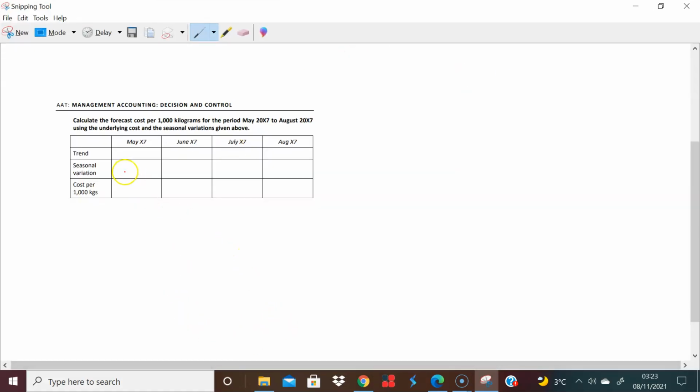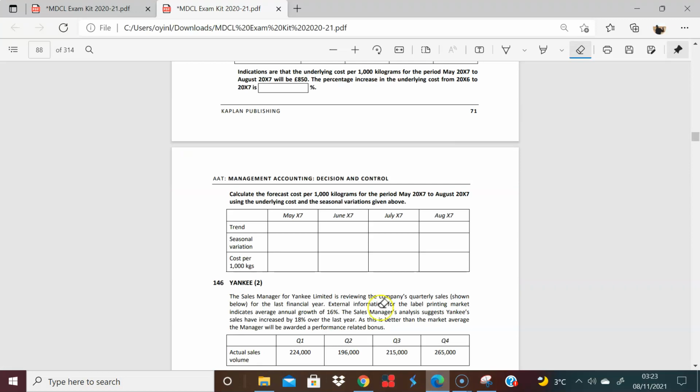Right. So calculate using the underlying given above. So we now know what the trend is. Wait, where's my pen? So we have a trend here. The trend now, I believe it was 850, wasn't it? I think it was. Was it? Yes, it was. It says the underlying trend is going to be 850.